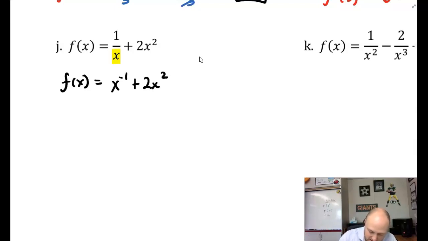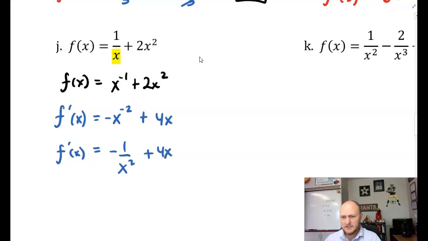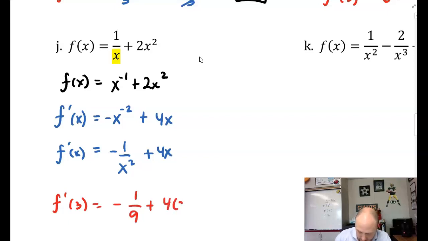And then now I'm going to take my derivative. I multiply by my power, so -1 times 1, so -x, and I subtract 1 from my power. -1 minus 1 gives me -2, plus 4x. Okay? And again, if you want to get rid of that negative exponent, if you want to rewrite f prime of x, this is going to be -1 over x squared plus 4x. Okay? So there is the derivative. And continue with this, f prime of 3. So -1 over 9 plus 4 times 3, which is 12. There you go.